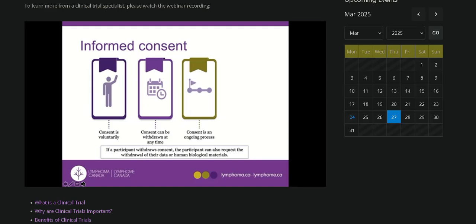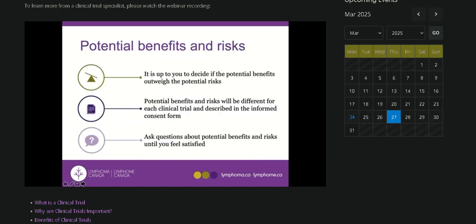If you do decide to withdraw consent, you can also request that any data you've provided to the team or any biological samples that you've provided to the team can also be removed from the study. That may or may not be possible. You'll find out when you ask, but you can definitely ask. I think we've mentioned this.